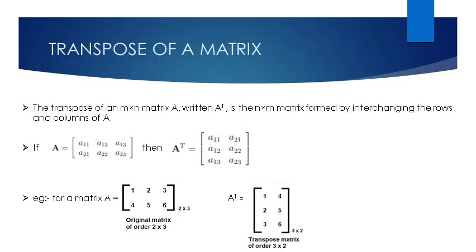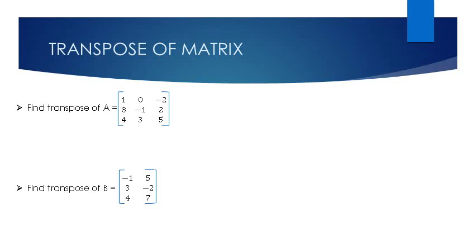See the example given next. For a matrix A equals 1, 2, 3, 4, 5, 6, its order is 2 cross 3. After transposing, we will get the matrix 1, 4, 2, 5, 3, 6, which is of order 3 cross 2. So the order will also be reversed. Okay, clear? See here, I have given you 2 questions which you have to solve on your own and reply with the answer in the comment box. Okay.